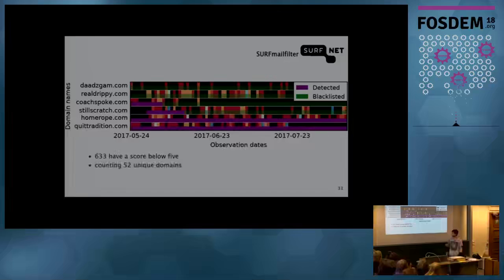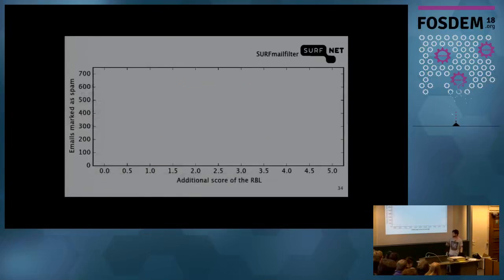Now these count for 52 unique domains, and only 13 of them have never appeared in an email scoring above 5. They account for 31 emails, and so these may be seen as false positives. Now this pool of 633 emails has been used to see how much more spam we can block if we increase the score of the RBL.